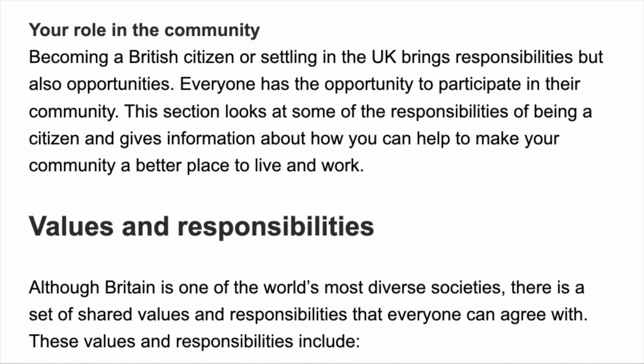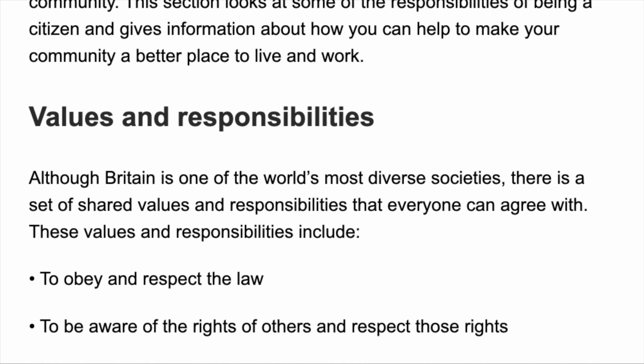Your role in the community. Becoming a British citizen or settling in the UK brings responsibilities but also opportunities. Everyone has the opportunity to participate in their community. This section looks at some of the responsibilities of being a citizen and gives information about how you can help to make your community a better place to live and work.